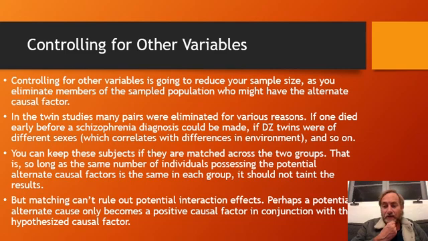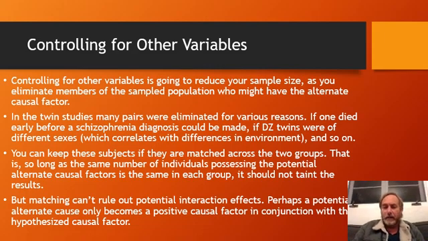One way to control for variables is if you can think of an alternative causal factor, you can look through your sample, and if anybody has that alternative causal factor, you can just pull them out. You can eliminate them from the study. That would work, but it's also going to reduce your sample size, and you would like to keep your sample as big as possible, right?